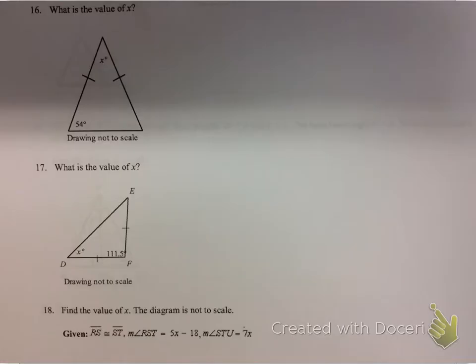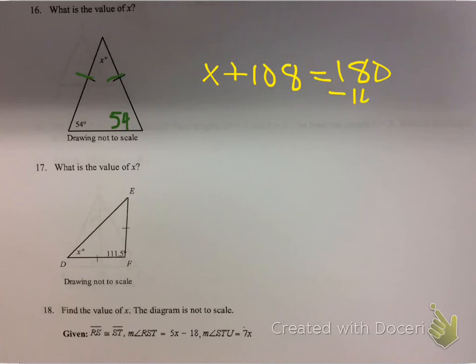Okay, number 15 was exactly the same as number 14, so skip that one. Number 16 is just another example. If this is 54 degrees and these two sides are congruent, then this is 54 degrees. So I add those up and I get 108 degrees. So I've got 108 plus x equals 180. Subtract 108. You get 72. So x is equal to 72. That's all you got to do there.